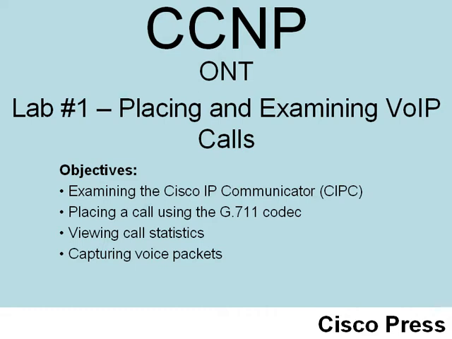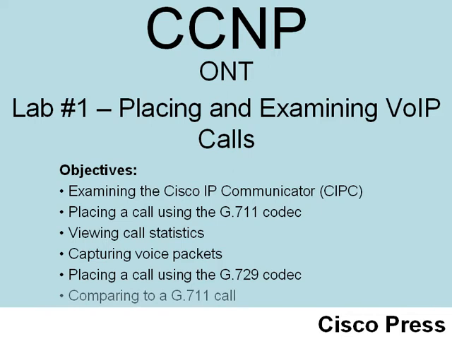Then we're going to change up our configuration such that we begin using the G.729 codec as opposed to G.711. And G.729 does do compression. That is going to require 8 kilobits per second of bandwidth, payload only again, for our audio. We're going to view call statistics for that G.729 call and compare those statistics to the statistics of the G.711 call. Let's take a look at our topology that we're going to be working with.